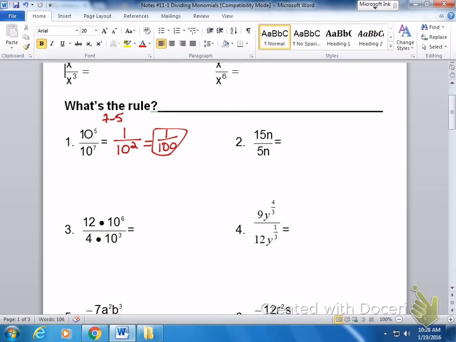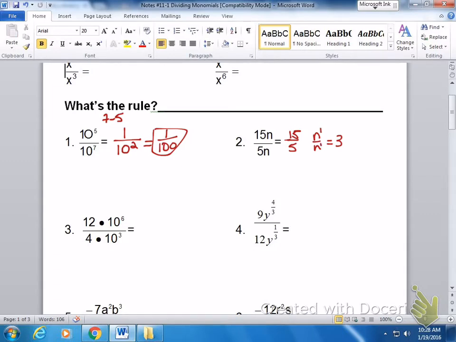Now, number 2 is a little different, and if we split it up into 2 problems, it's a little easier. I'm going to take all my like stuff. I have 15 over 5, and I have n over n. So when you do this, guys, first get your simplified fraction from your numbers. You have a calculator. I don't want decimals. This one isn't. 15 divided by 5 is just 3. Now, if I look at my exponent or my variables, I have n to the first over n to the first.